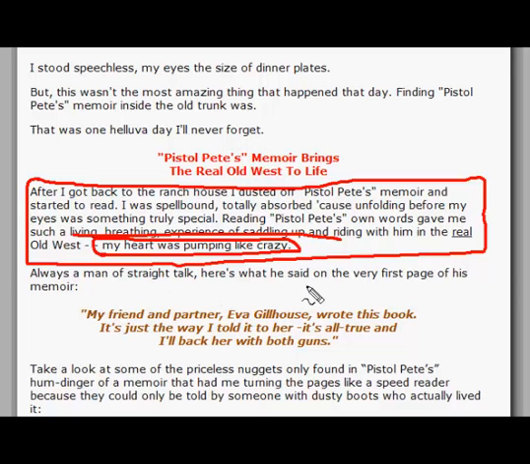Always a man of straight talk. Here's what he said on the very first page of the memoir. Imagine, he wrote just the way he told it, all true.